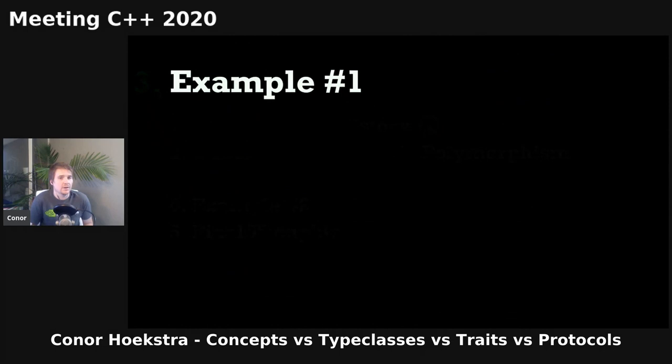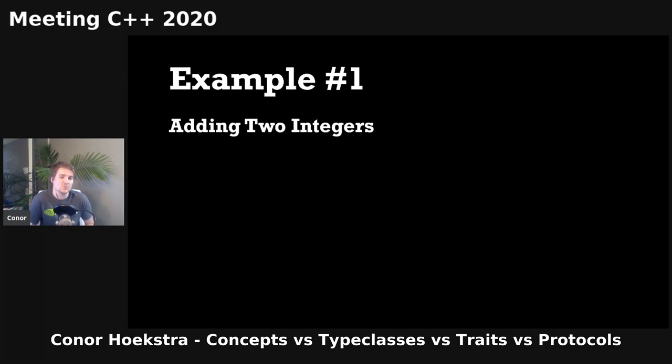We are going to add two integers. Pretty simple, but I think it's quite illustrative to look at taking a non-generic function and making it generic and what that looks like in these five different languages. So in C++, we have the following.